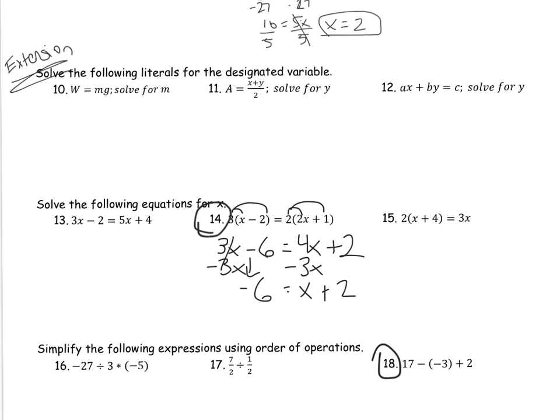Now because I brought the variables to the right side, I need to bring the constants to the other, so I'm going to subtract 2 from both sides because it's the inverse of addition, and I get x equals negative 8.